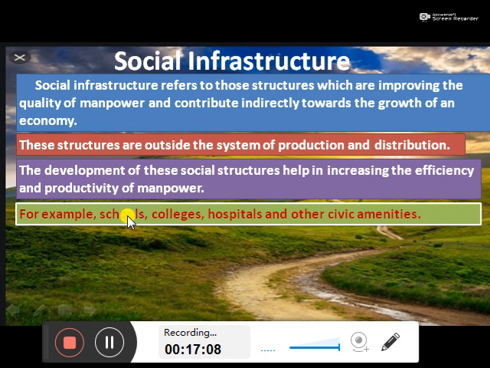For example, school infrastructure. Examples are school, college, hospital, and other civic amenities. Civic amenities means other social structures.